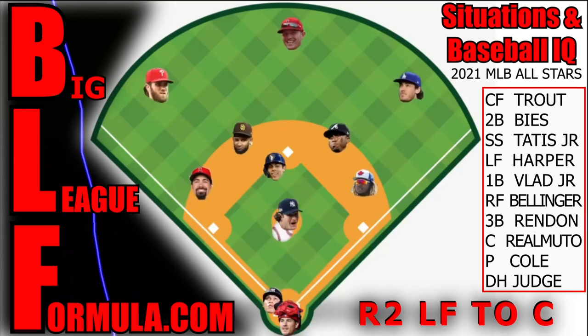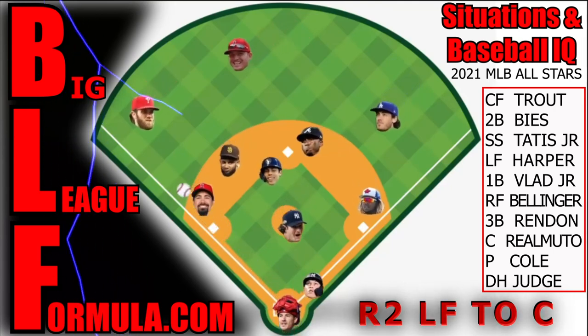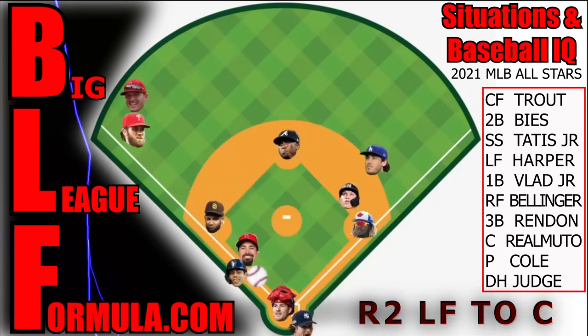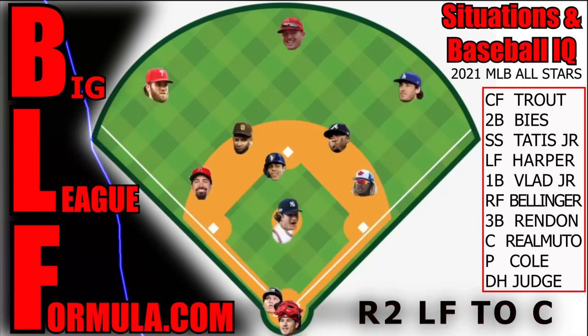Moving on. Situations, baseball IQ, runner on second base. Hard hit ground ball, left third base side, through the third baseman's hands to the left fielder. He comes up throwing. We got the third baseman as a cut, through the cut to the catcher. He's gone. What was Yelich doing, man? That was not the time to try to score.